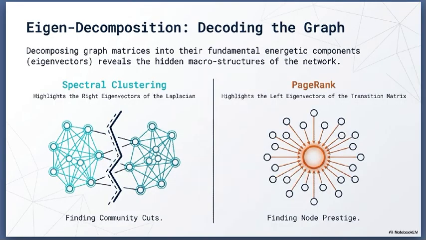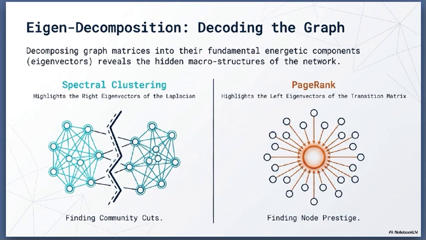Like looking at the massive web of who texts who in a high school and having the math automatically draw circles around the distinct friend cliques, even if no one explicitly labeled them. That's a perfect analogy. It finds the underlying structure through the math.